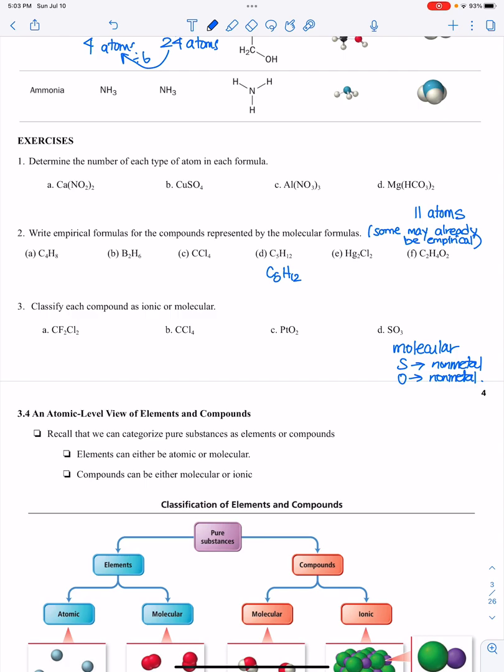And then finally, with exercise 3, you're going to have to look at the formula and identify them as either ionic or molecular. Remember, ionic would be metal and nonmetal. And remember, molecular would be 2 nonmetals. And I did the answer to D here. S and O are 2 nonmetals, so that would be a molecular formula.